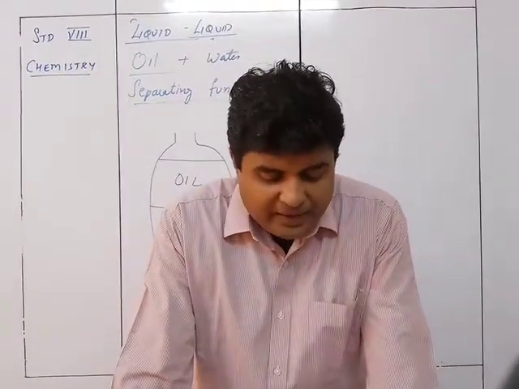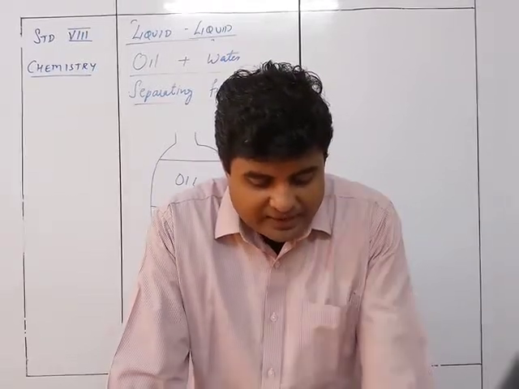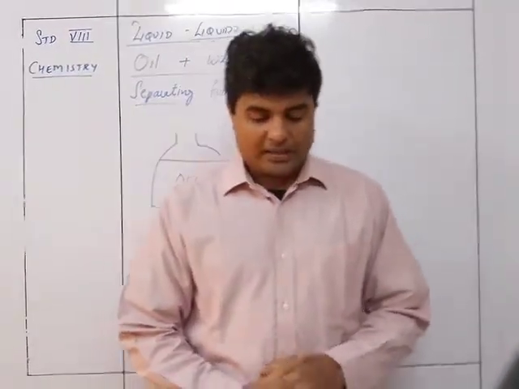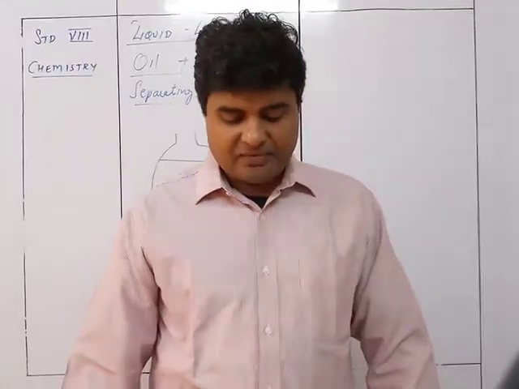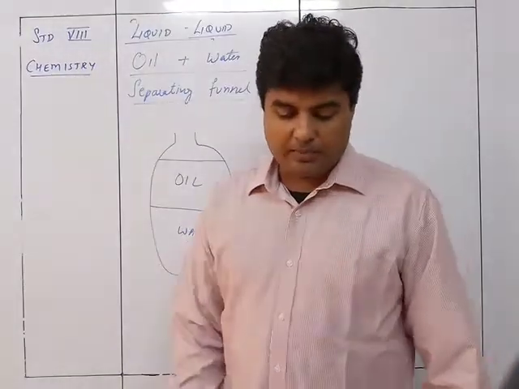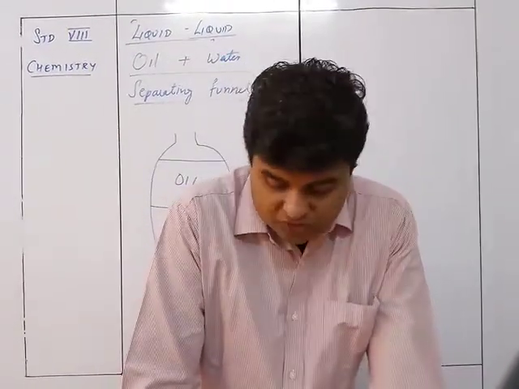Pour A and B from the top of a separating funnel that is clamped. Allow the mixture to settle on the funnel for some time, till the heavier layer is below and the lighter one is above. The lighter liquid A remains in the separating funnel, so this oil will remain in the separating funnel. Water, the heavier liquid, is collected in the flask by opening the tap. So that's a very simple method.